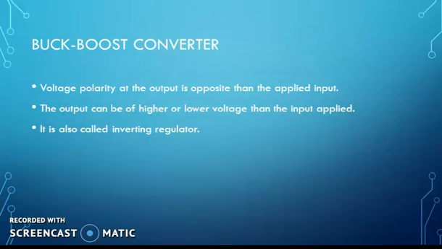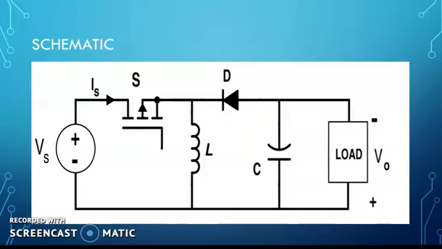In case of buck boost converter, the voltage polarity at the output is opposite to the applied input. The output can be of higher or lower voltage than the input applied. It is also called an inverting regulator. In the diagram of the buck boost converter, the MOSFET is connected in series, the inductor is connected in parallel, and the diode, capacitor and load are connected. Here you can observe the capacitor is connected in opposite polarity. So the output voltage has opposite polarity to the input voltage.